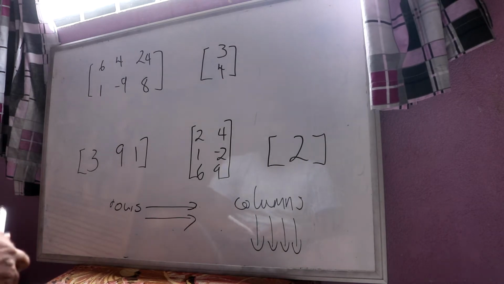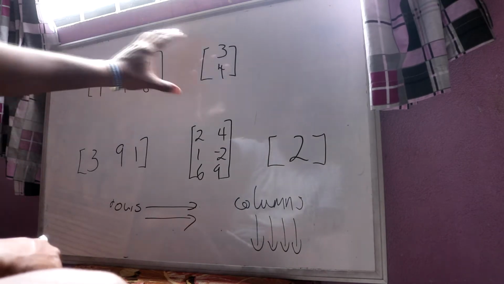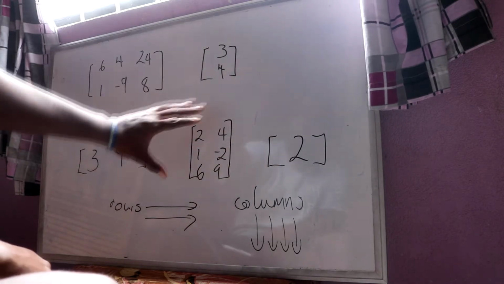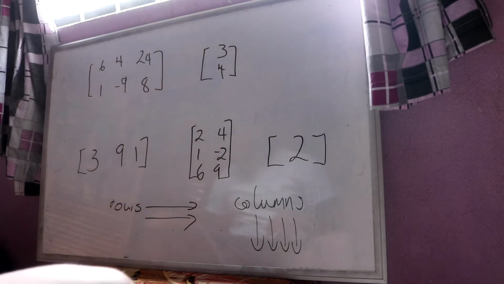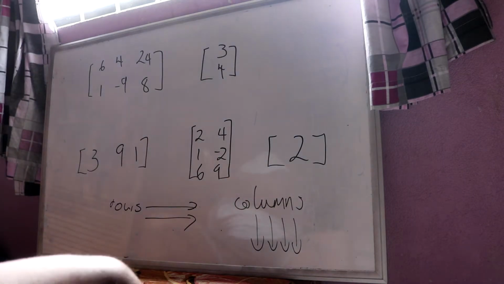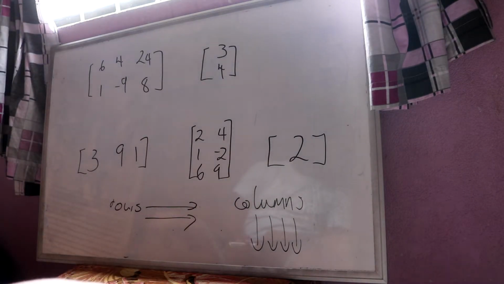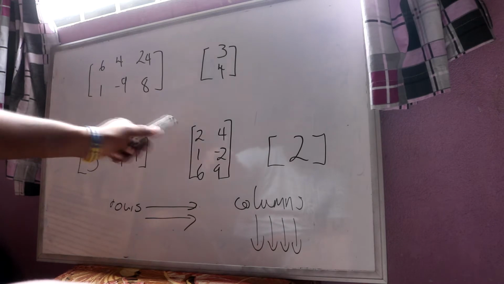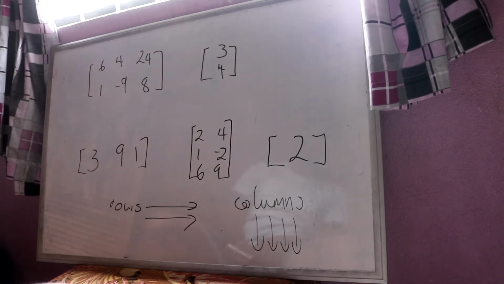Alright, so here we have different matrices. All of these are matrices. The plural for matrix is matrices. One matrix, many matrices. Okay, and here we have 1, 2, 3, 4, 5 different matrices.